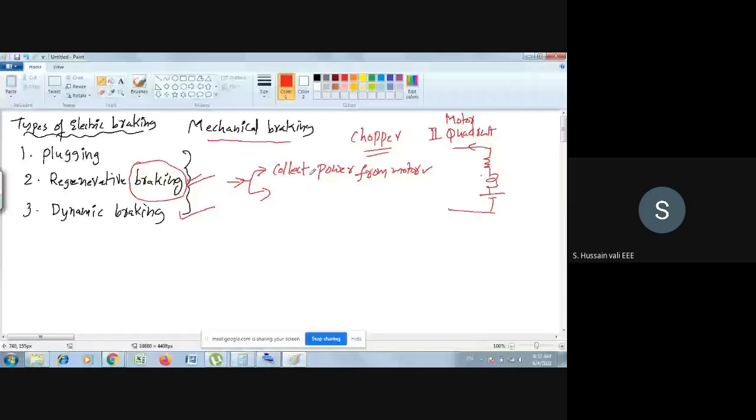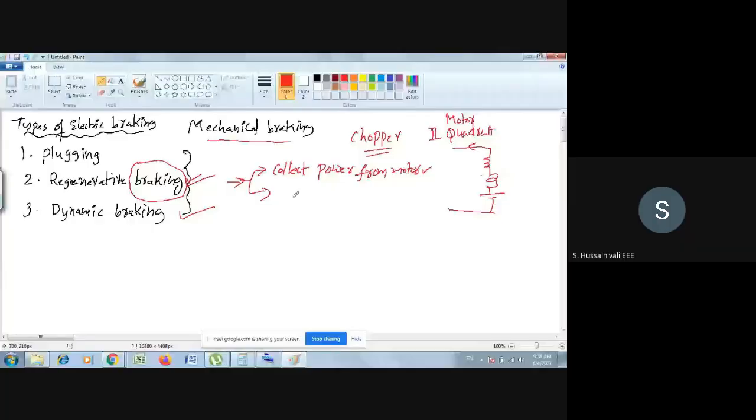Because I told you already that this motor has some inertia, it has stored some energy, so that energy you can collect. So rather than dissipating it, you can collect that. That is the source there. That is the point where you can find out the power.